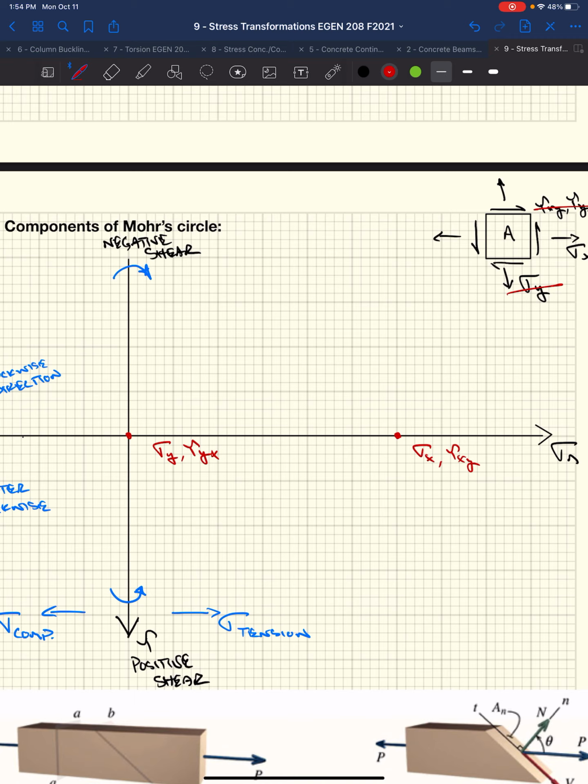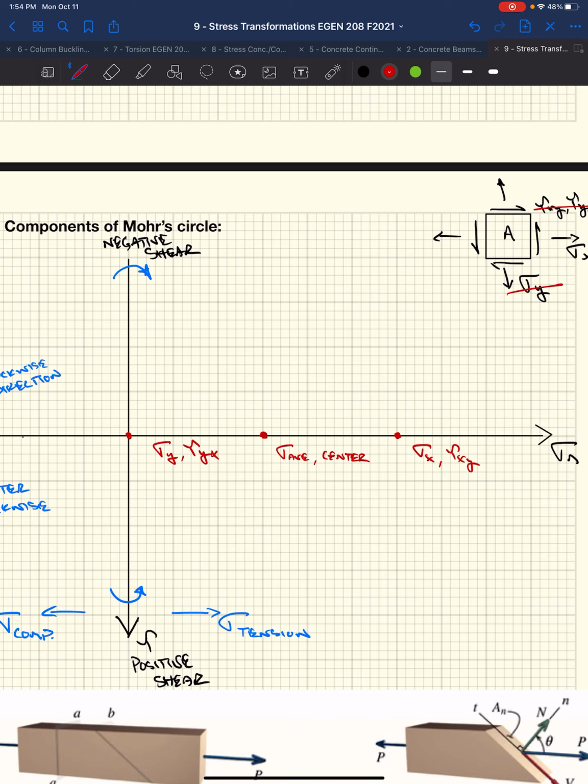Based on those 2 points, half the distance between them is what we would call the center. We call this sigma average. This is what we would call our center. This allows us to plot the circle.